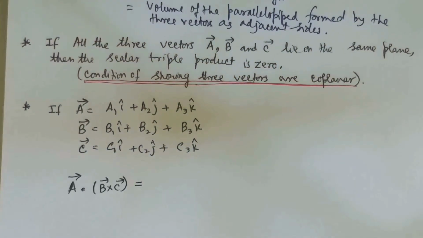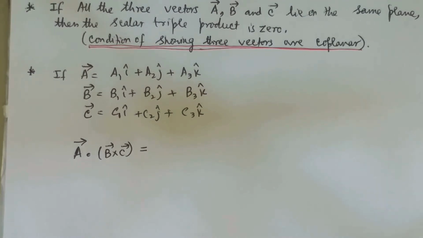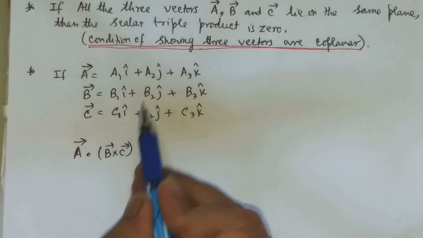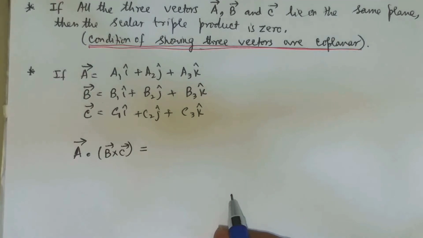Just a small analytical discussion. Let's say when A, B and C are shown like this in their rectangular components.